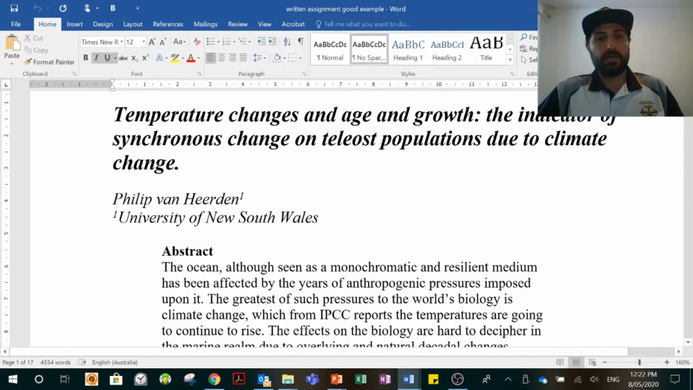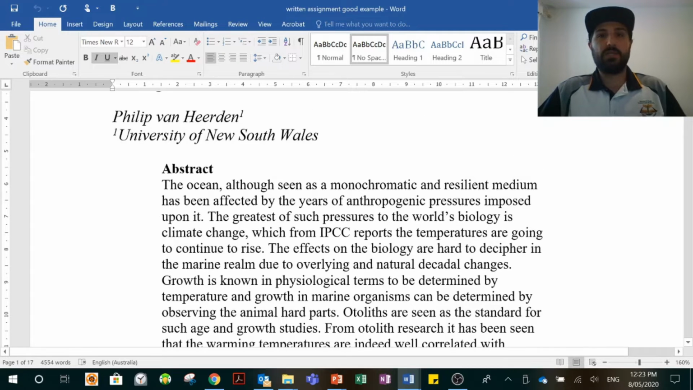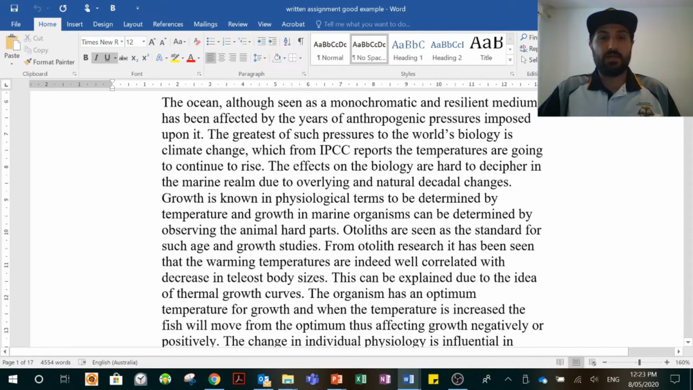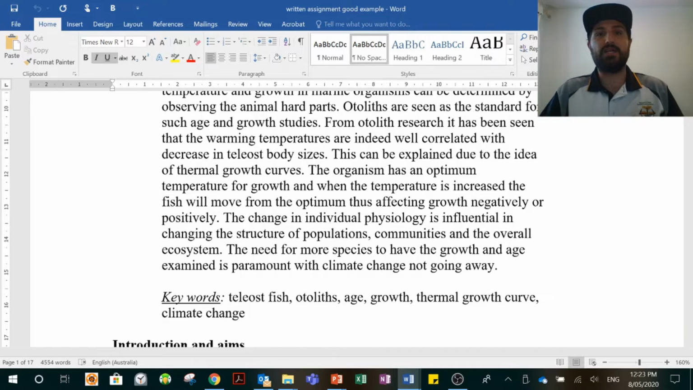Okay? Now, what we like to do in science typically is an abstract, which is really just a summary of the whole thing, where you write one sentence about each part. Very, very broad here. You can see the ocean, although seen as monochromatic and a resilient medium, has been affected by years of anthropogenic or human pressures imposed on it. Very broad statement. And then it goes into some actual talking about what is growth and what are fish bones, otoliths in the ear. It's trying to get everyone on the same page right from the get-go.